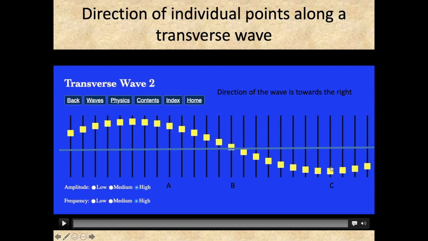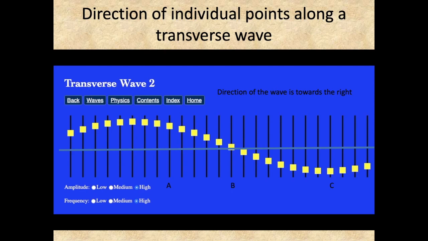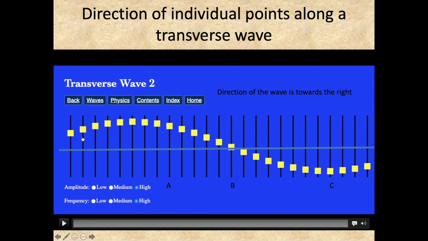Likewise, particle C is also moving up. Can you find any particles that are moving downward in this example? This particle must be on its way down, because look at the previous particle, it's at a lower position, and that's where this particle is going to be in the next instant. So this particle must be on its way down.